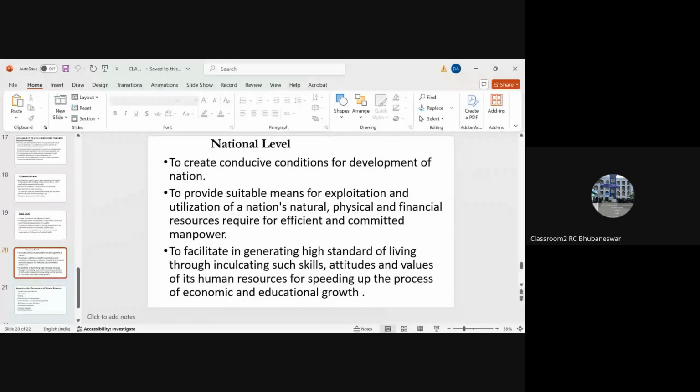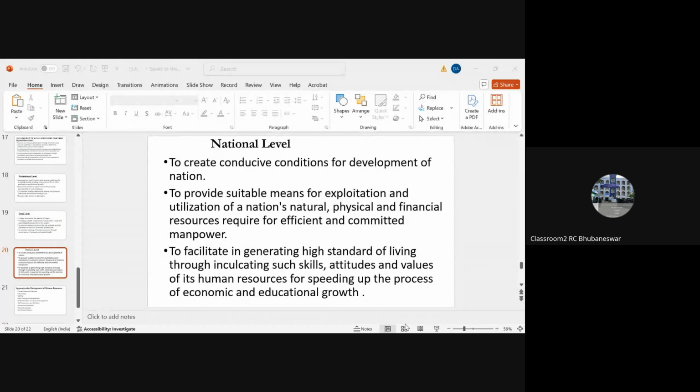National level objectives: to create conducive conditions for development of nation. Nation is very important for us. Feeling of national integration, feeling of brotherhood, feeling of fraternity is highly required among us, to provide suitable means of exploration and utilization of nation's natural, physical and financial resources.